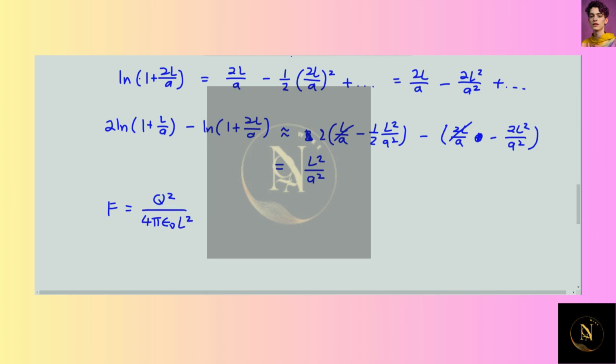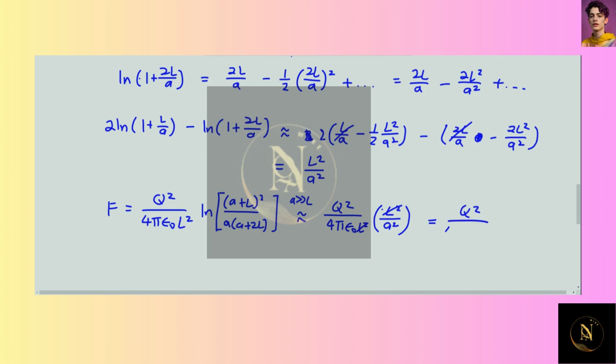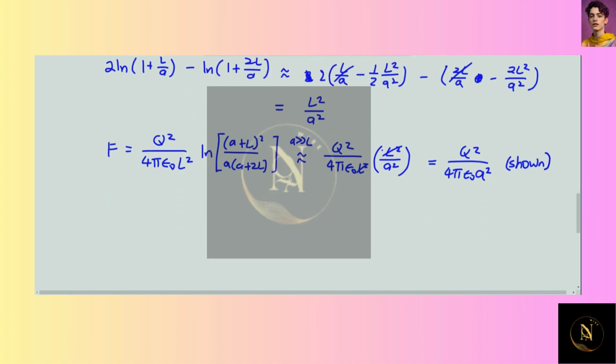So F is what we got last time. When A is much larger than L, we have Q squared over 4 pi epsilon naught L squared times L squared over A squared. You cancel the L squared, you get Q squared over 4 pi epsilon naught A squared. Shown. So this is how we obtain the expression.